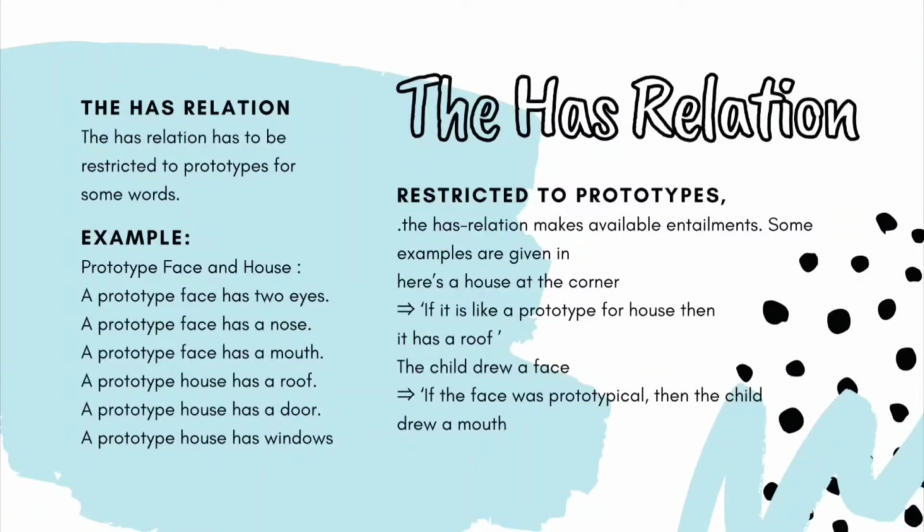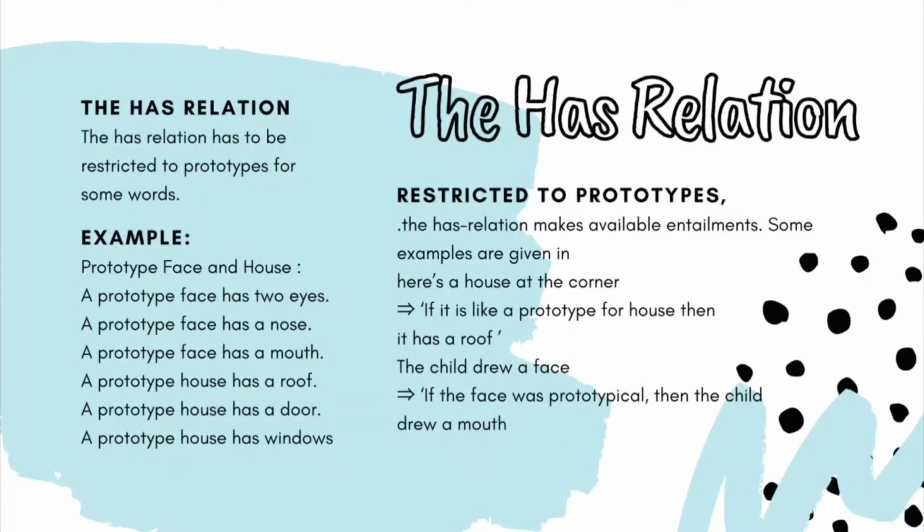Restricted to prototypes, the has relation makes available entailments. Some examples are given. Here is a house at the corner. If it is like a prototype for house, then it has a roof. The child drew a face. If it is prototypical, then the child drew a mouth. Okay. Entailments, in chapter 1, were introduced as guarantees. Here, the guarantees are weakened by making them conditional on prototypicality.